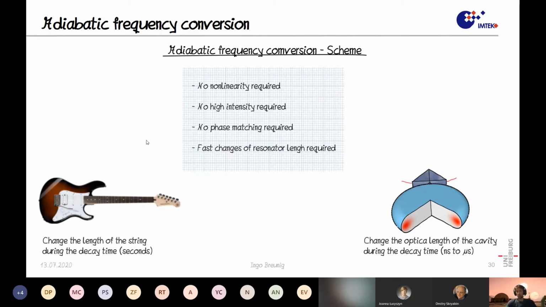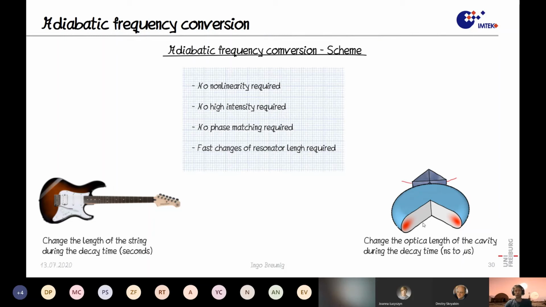Okay, the nice thing is it requires basically no nonlinearity, except for the nonlinearity that is given in your amp, right, to distort the sound, to make it sound cool. You don't need high intensities at all. You don't need to take care of any phase matching. You just need fast changes of your string, or in optics, it's the resonator length.